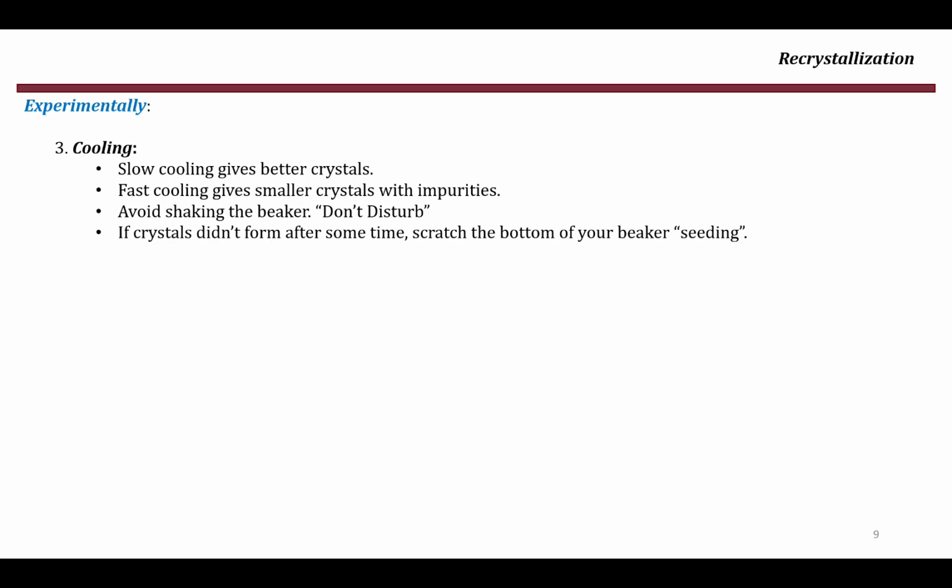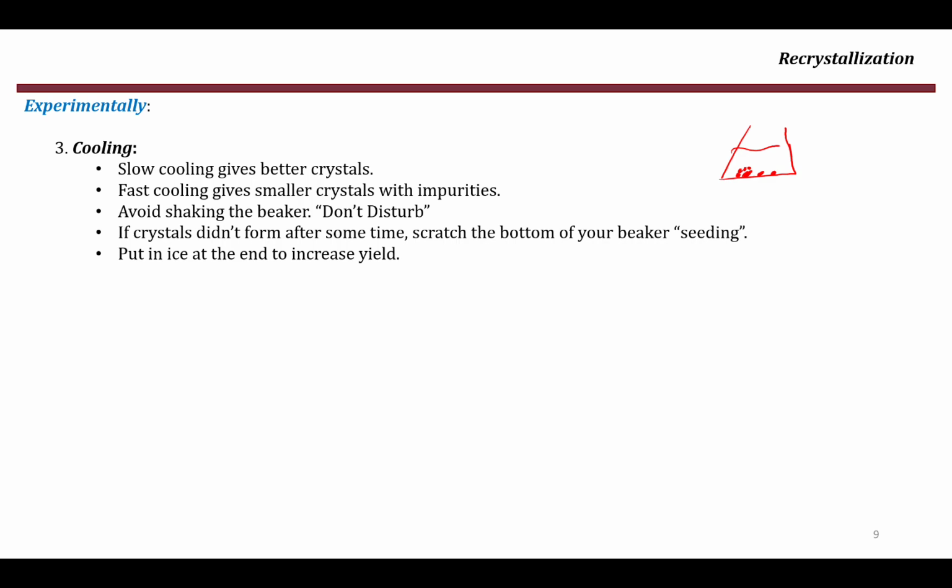If the crystals didn't form after some time, one of the things that we do in the lab is scratch the bottom of the beaker with a spatula or anything, and this is called scratching. What we are doing basically is, when I scratch the bottom of the beaker with a stirring rod or a spatula, some glass pieces will appear here, and those glass pieces will help the crystals to grow on them. So this is called scratching, and this is one way of forming crystals if the crystals didn't form by themselves.